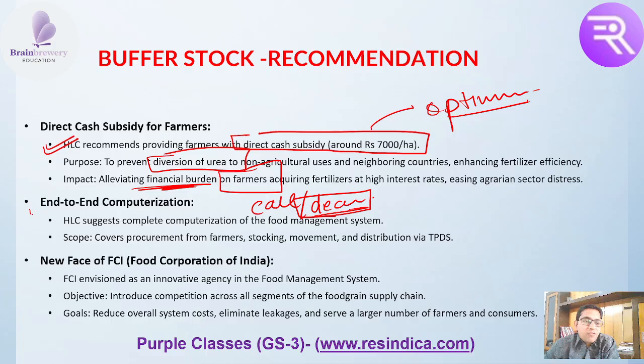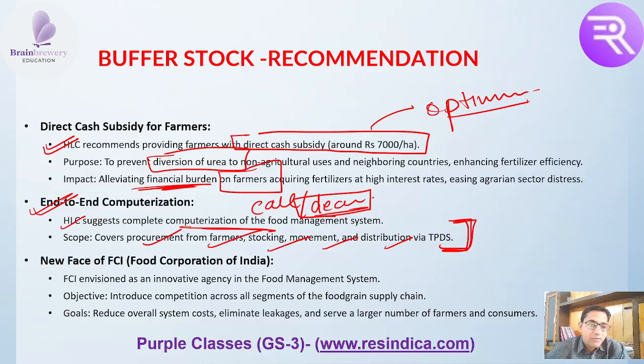Then end-to-end computerization. The high level committee said that we have to put end-to-end computerization of everything, from procurement to storage to movement to stocking to distribution, everything should be end to end, so that we prevent the leakages at every step.